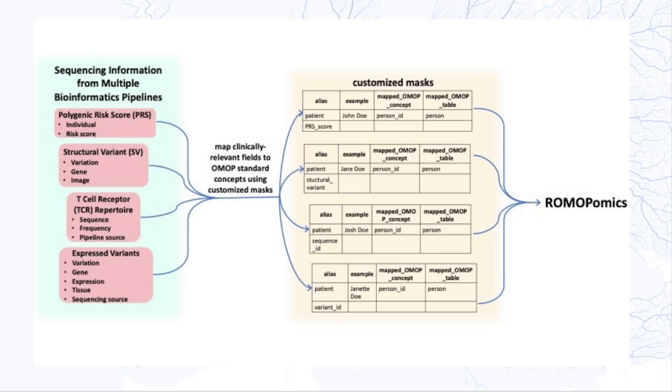During our most recent hackathon development phase, we evaluated the feasibility of this tool by integrating diverse datasets, including RNA sequencing, expressed variants, T-cell repertoire sequencing, and structural variants, and found considerable success in the transformation and distribution of useful data to analysts via ROMOPomics.